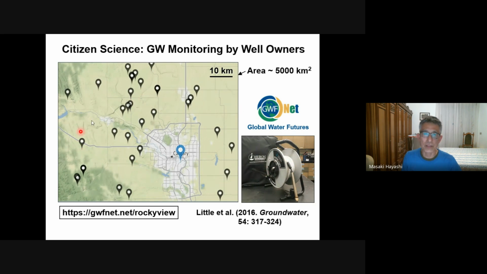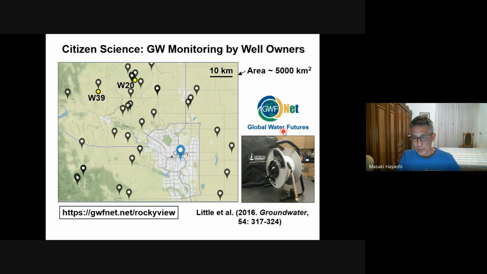Now we've got about 30 or so farmers monitoring their own wells, and they send me the data every month or every couple of weeks, and then I enter them into this web-based database. So now we can all monitor the water level almost in real time. As soon as they put the data up, we can look at the water level. It's an example of a low cost groundwater monitoring network using a citizen science approach.